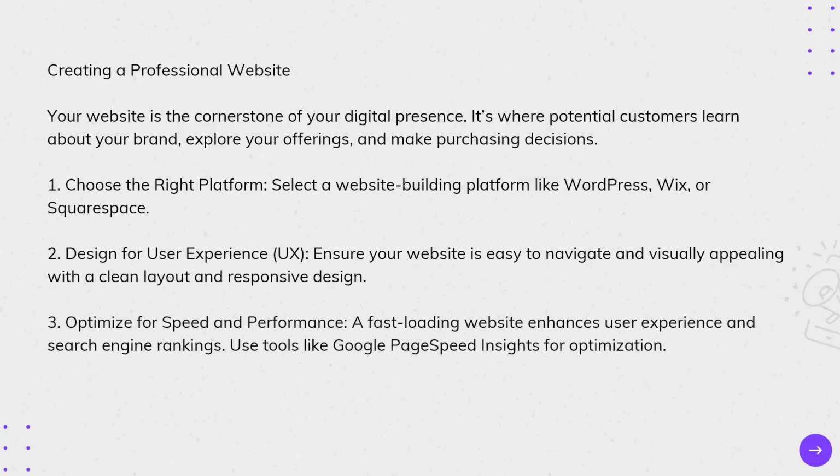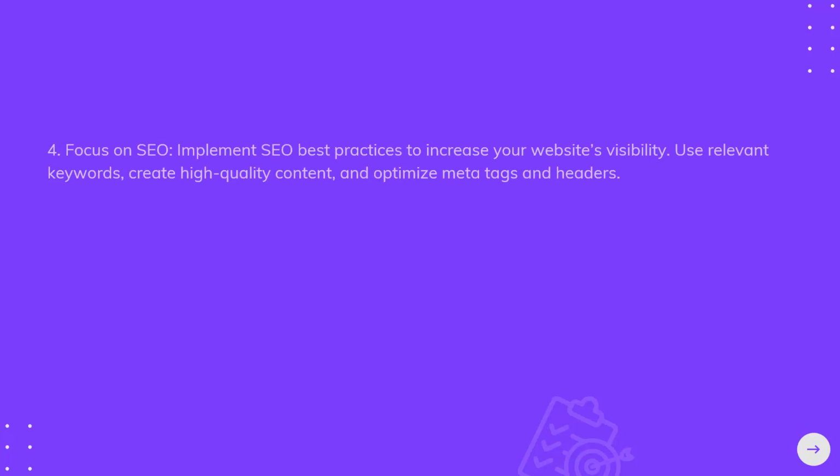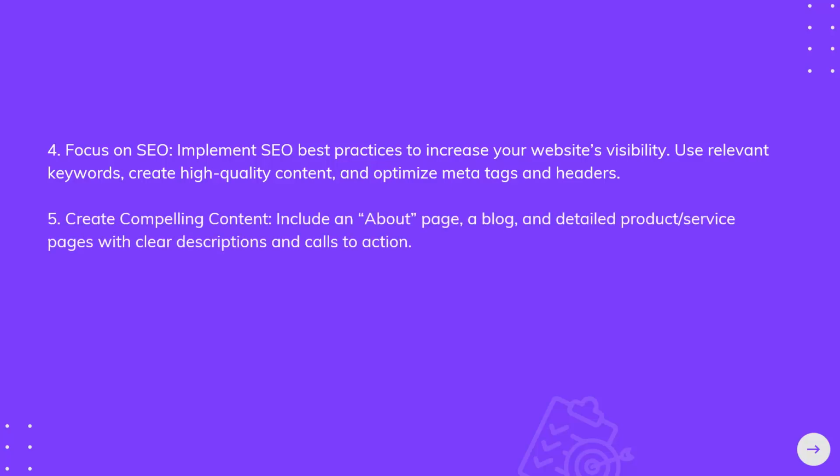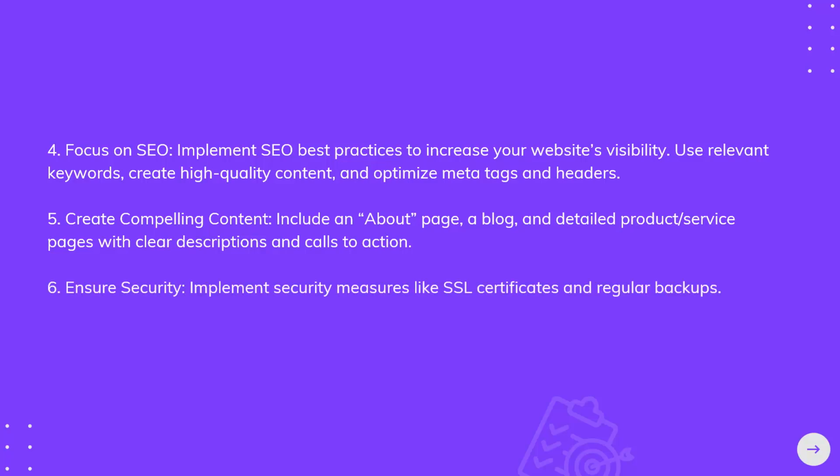A fast-loading website enhances user experience and search engine rankings. Use tools like Google PageSpeed Insights for optimization. Focus on SEO. Implement SEO best practices to increase your website's visibility. Use relevant keywords, create high-quality content, and optimize meta tags and headers. Create compelling content. Include an about page, a blog, and detailed product/service pages with clear descriptions and calls to action. Ensure security. Implement security measures like SSL certificates and regular backups.